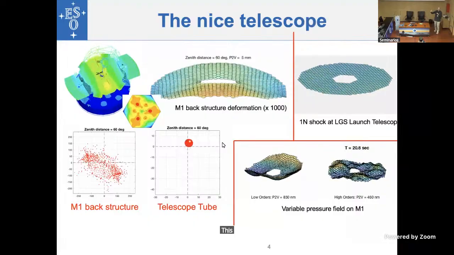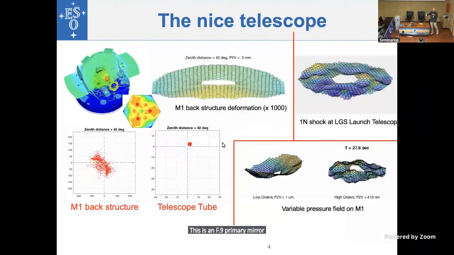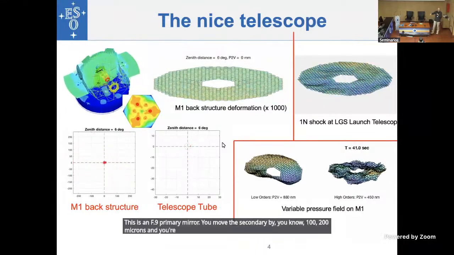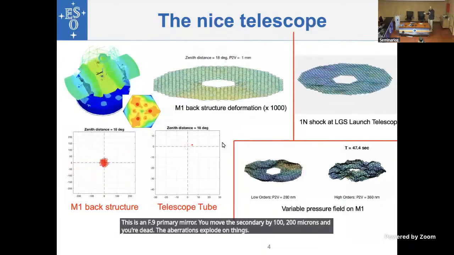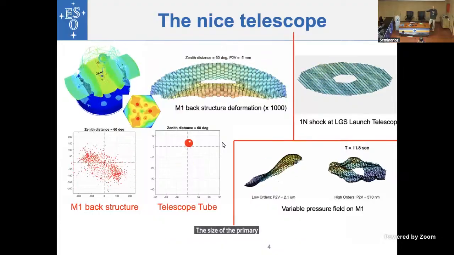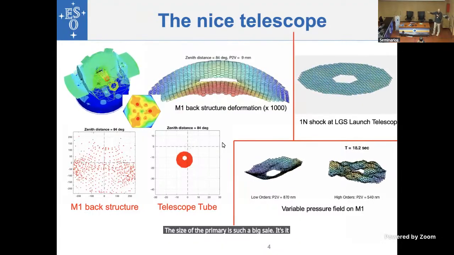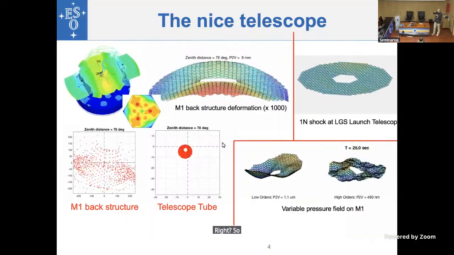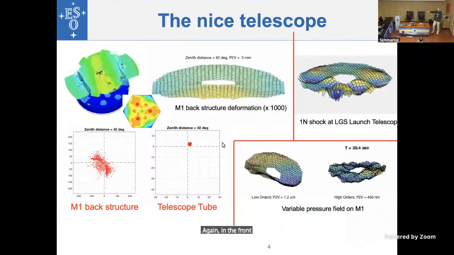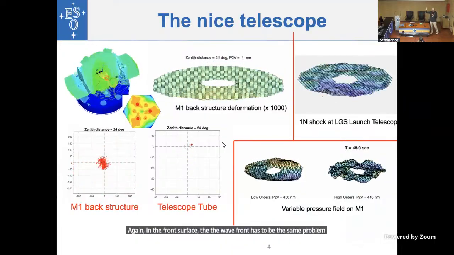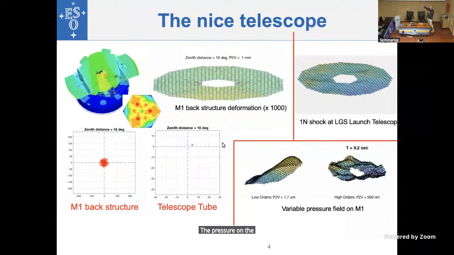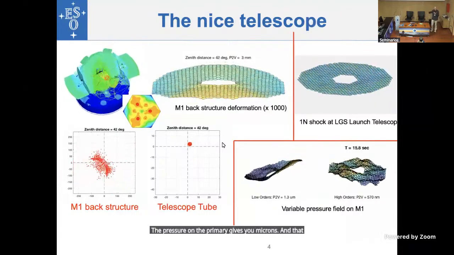Okay? This is an f/0.9 primary mirror. You move the secondary by 100, 200 microns and you're dead. The aberrations explode continuously. So the scale of the problem is again very large. The size of the primary is such a big scale, it's 1,000 square meters. Okay? So the airflow across it alone, the pressure pattern, again, the front surface, the wavefront has to be the same problem we all have, okay, nanometers. The pressure on the primary gives you microns, and that's dynamic.